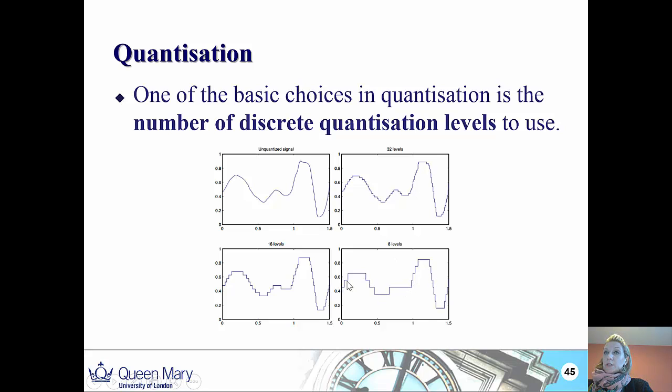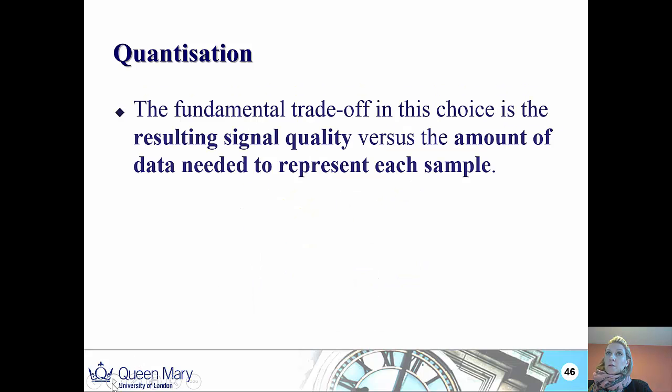So you can see that there's a reduction in the representation of the digitized signal in relation to the original signal as the number of levels declines. Where a greater number of levels is actually used, the digitized signal more closely matches the original signal. But there's a higher overhead of applying such an approach. So the trade-off in this situation is the resulting quality of the signal versus the amount of data used to represent each sample.